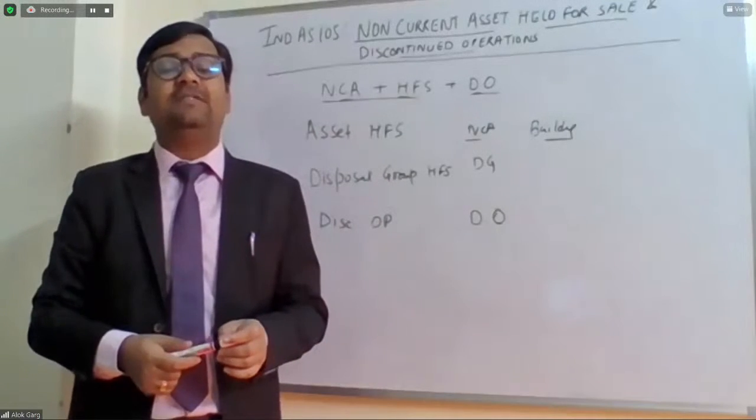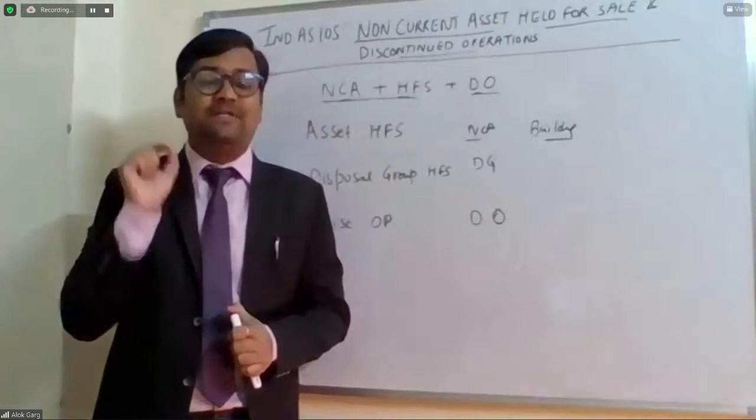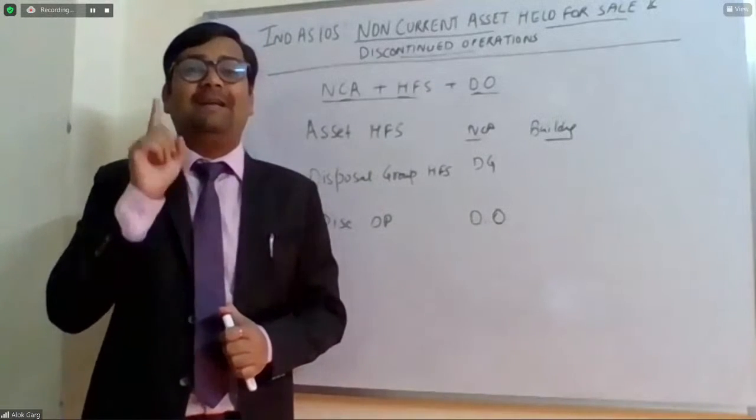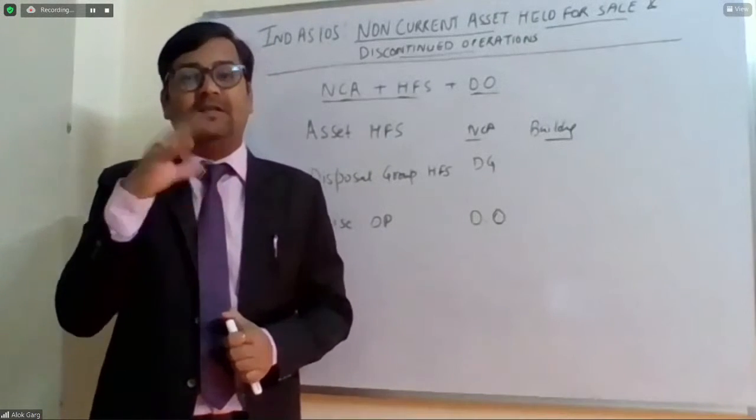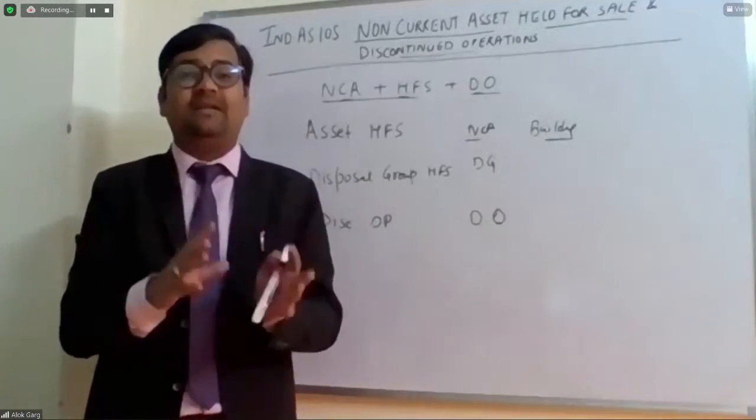It may contain some current asset also. So my dear friends, please remember, in a disposal group, there should be at least a single non-current asset. Otherwise, it could be a combination of non-current asset and current asset as well.